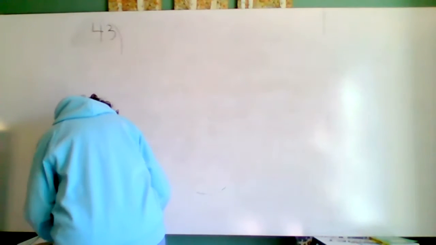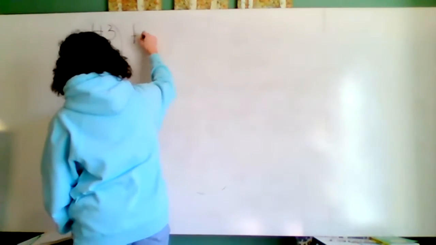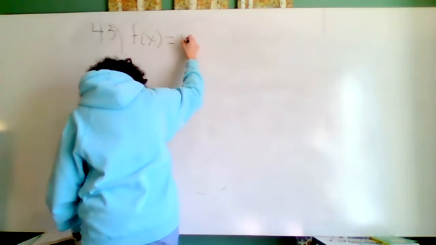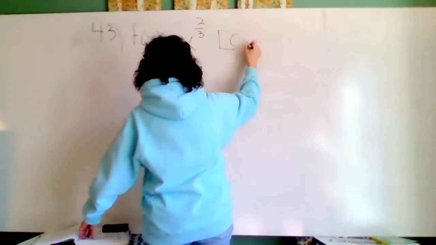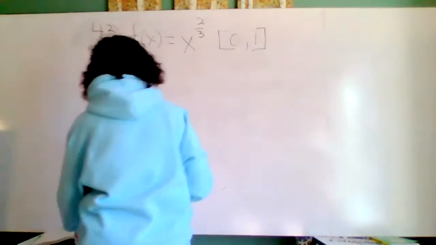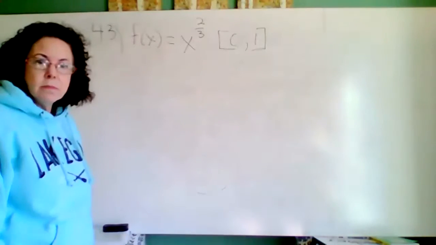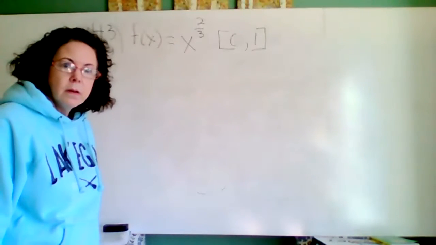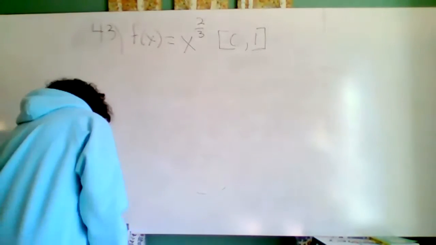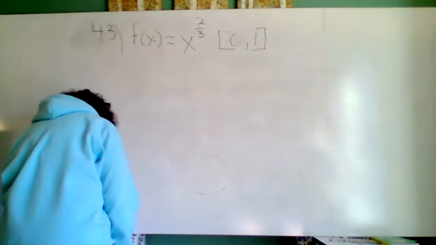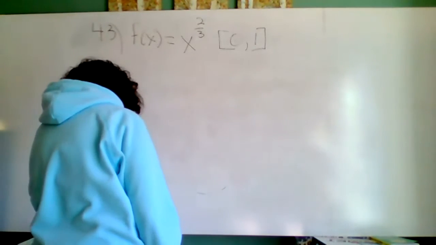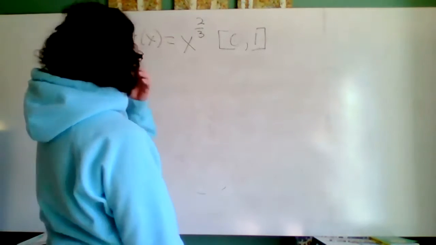On 43, yeah, so f of x equals x to the 2/3. This is a great question. Did I assign 43? Okay, all right. Determine whether the mean value theorem can be applied on the closed interval. Okay, so let's take a look here.